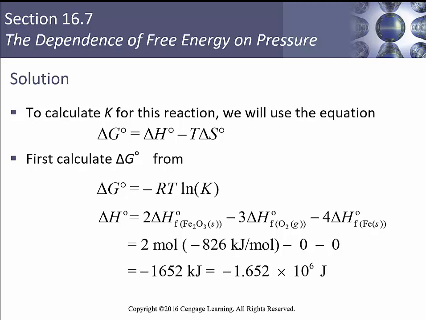So we're going to do our delta H. We're going to find those delta H's. We're going to do 2 times the enthalpy of formation for the iron minus 3 times the enthalpy of formation for the water.